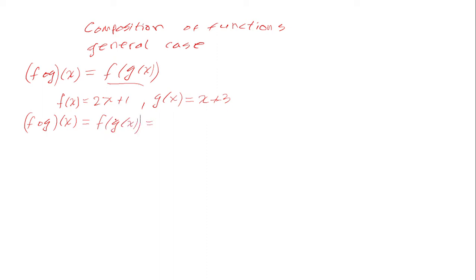So g of x replaces every x in the f of x function. So we start with 2 right there, and then instead of x we put g of x. And then we still have this plus 1, right? Now we know that g of x is actually equal to x plus 3. So this is actually 2 times x plus 3, and then still plus 1. Now we can simplify this a little bit by distribution. So 2 times x is 2x.